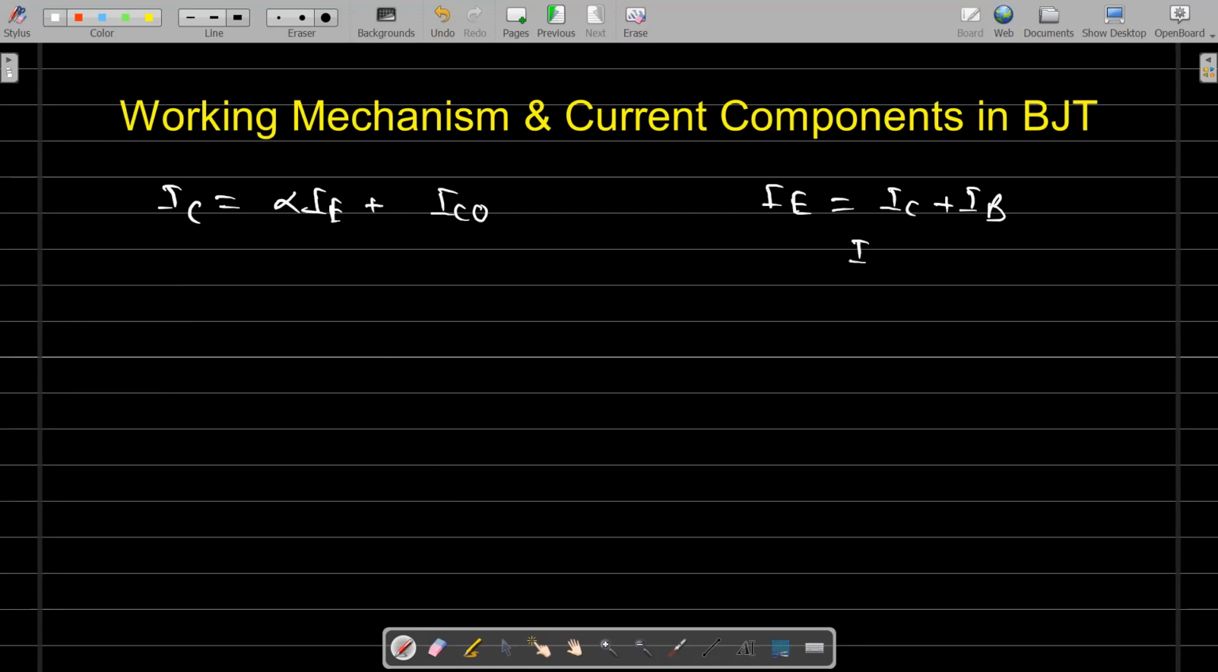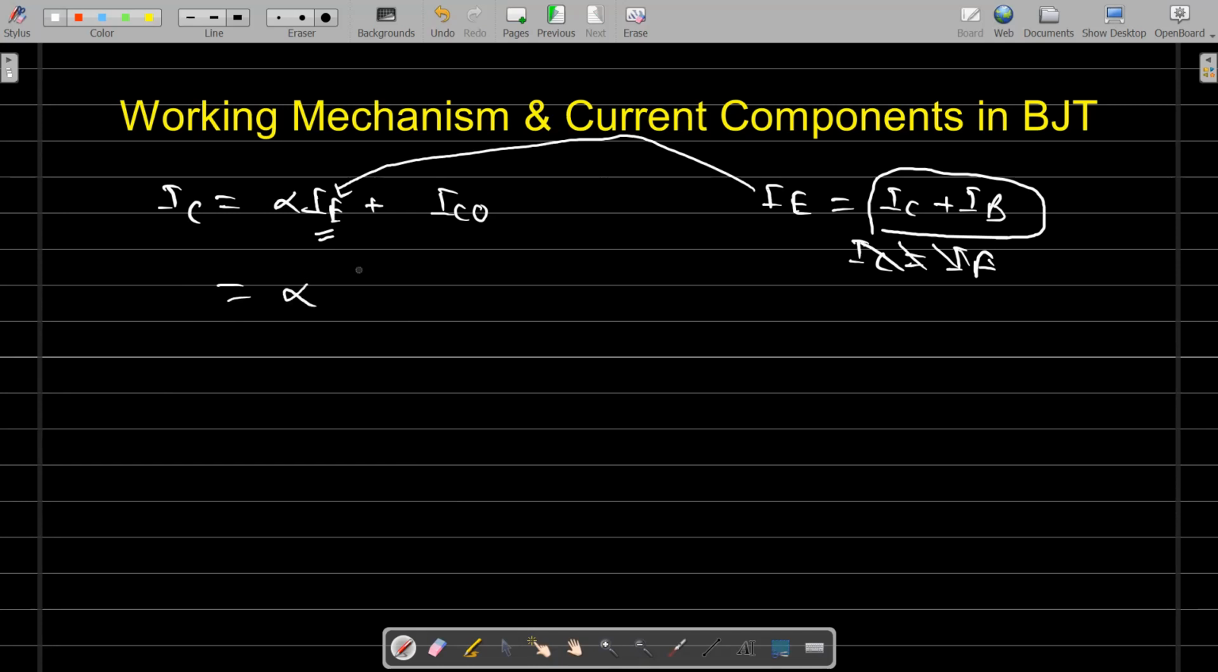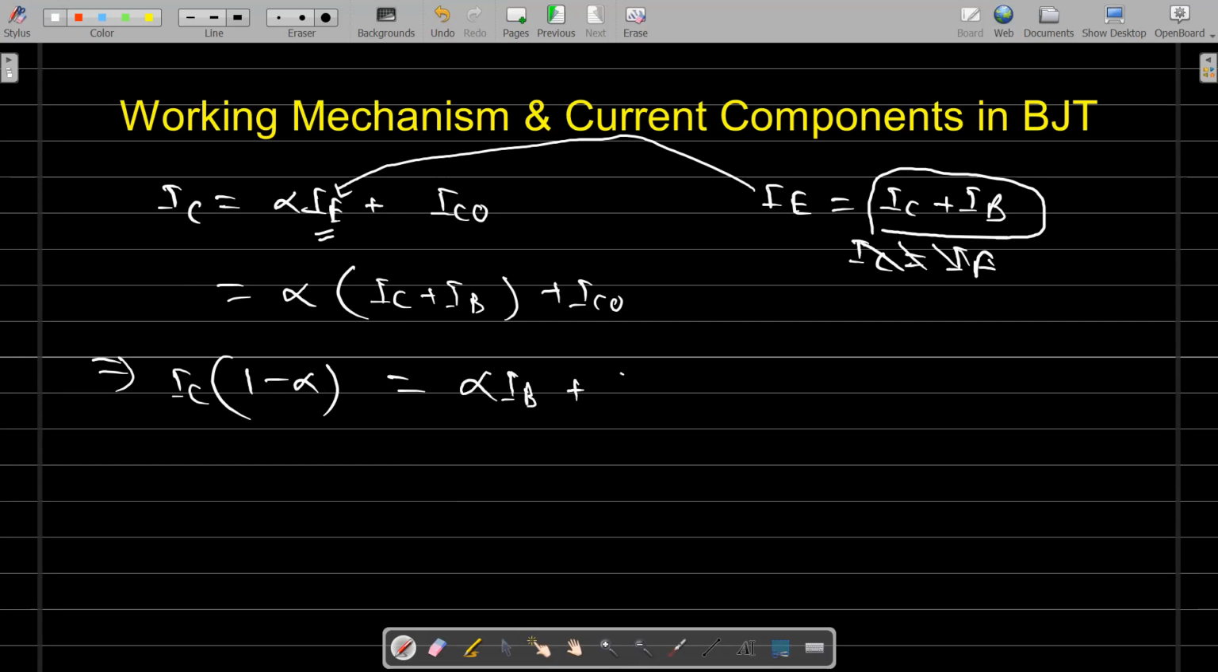Now from this equation I can write IC equal to IE. I can replace IE by using IC plus IB. I'm going to put the value of IE here. That is alpha times of IC plus IB plus ICO. And if I take IC common, 1 minus alpha, that is alpha times of IB plus ICO.